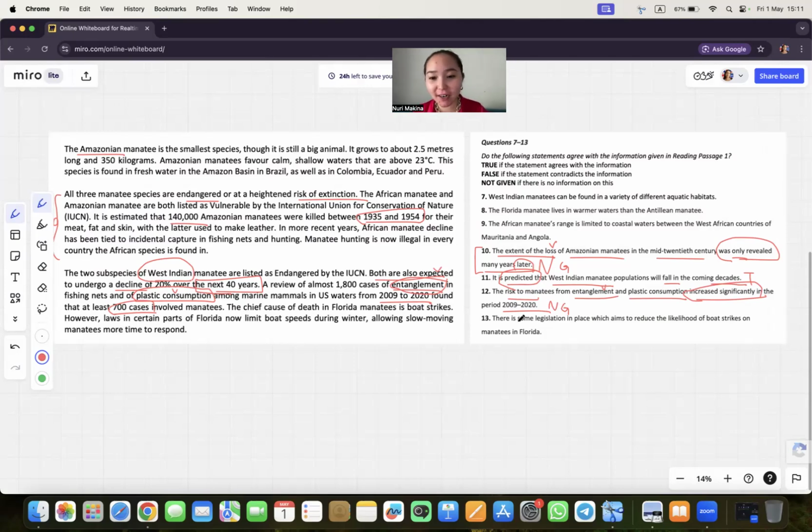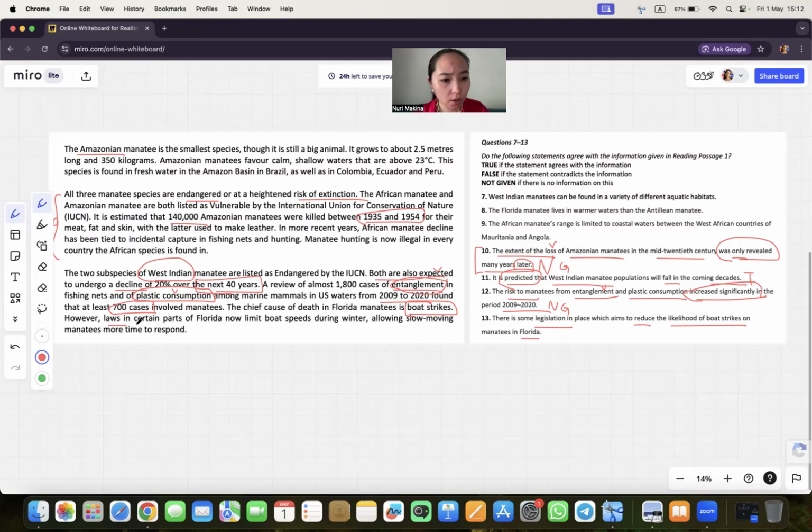The last one so far. There is some law, there is some legislation in place which aims to reduce the likelihood of boat strikes on manatees in Florida. Florida, boat strikes, reduce the likelihood of boat strikes. So boat strikes, as you can see here, we have read it already. Let's keep reading again. The chief cause of death in Florida manatees is boat strikes. Okay, however, laws, yes, we have a word legislation. Laws in certain parts of Florida now limit boat speeds during winter, allowing slow-moving manatees more time to respond.